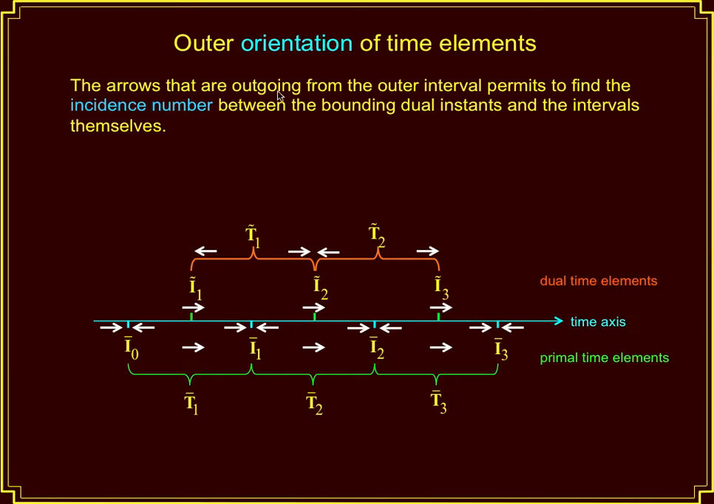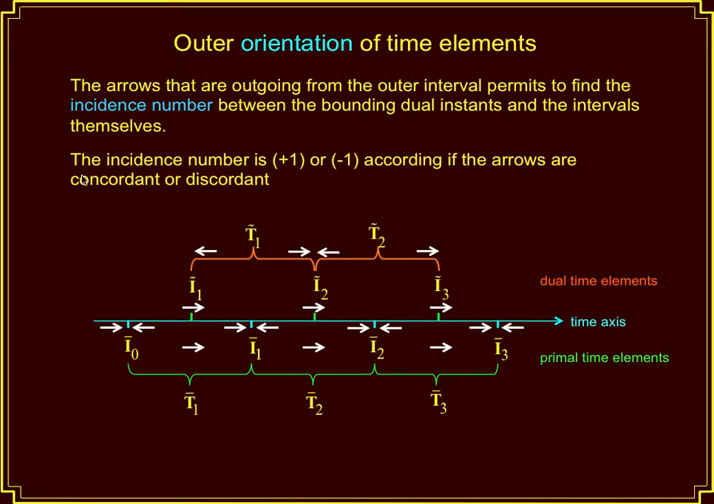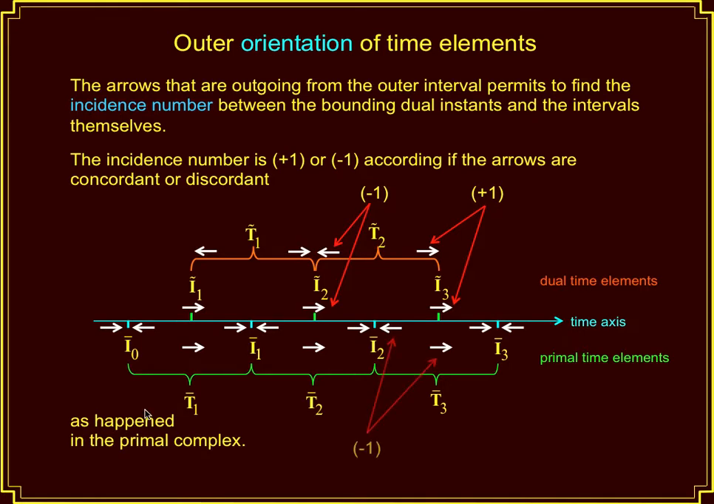instead of incoming. The arrows that are outgoing from the outer interval permit us to find the incidence number between the bounding dual instants and the intervals themselves. The incidence number is +1 or -1 according to whether the arrows are concordant or discordant. As happened in the primal complex, here they are discordant, you have an incidence number -1, here +1.